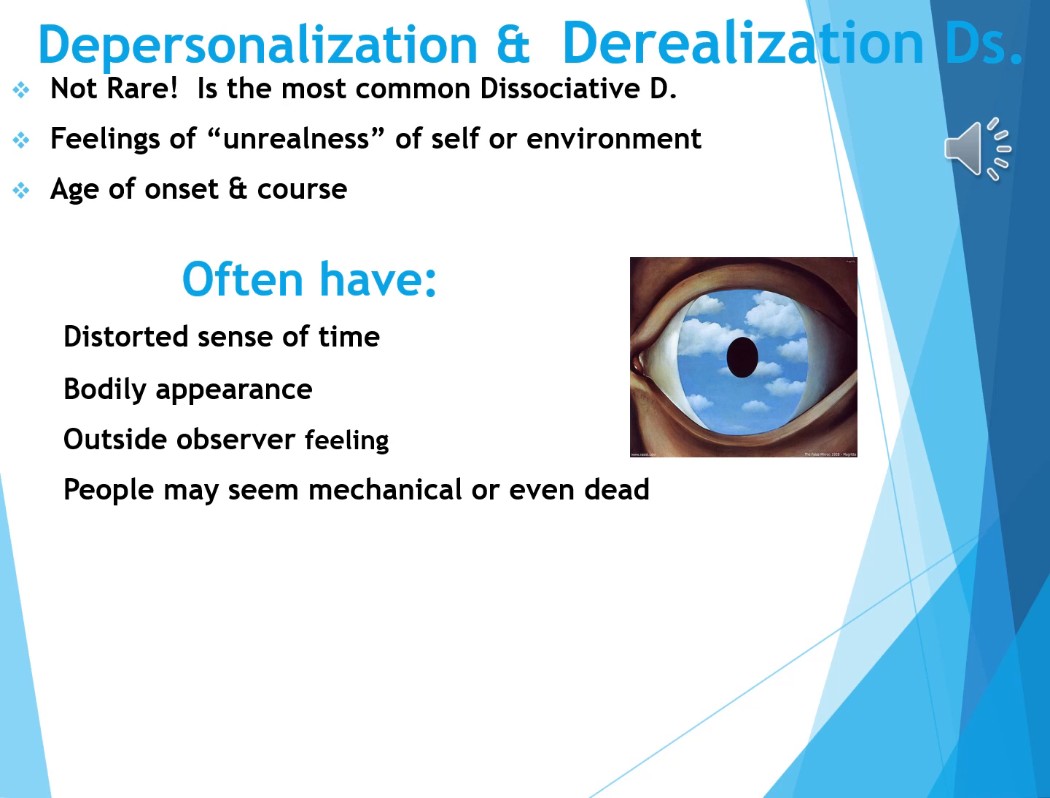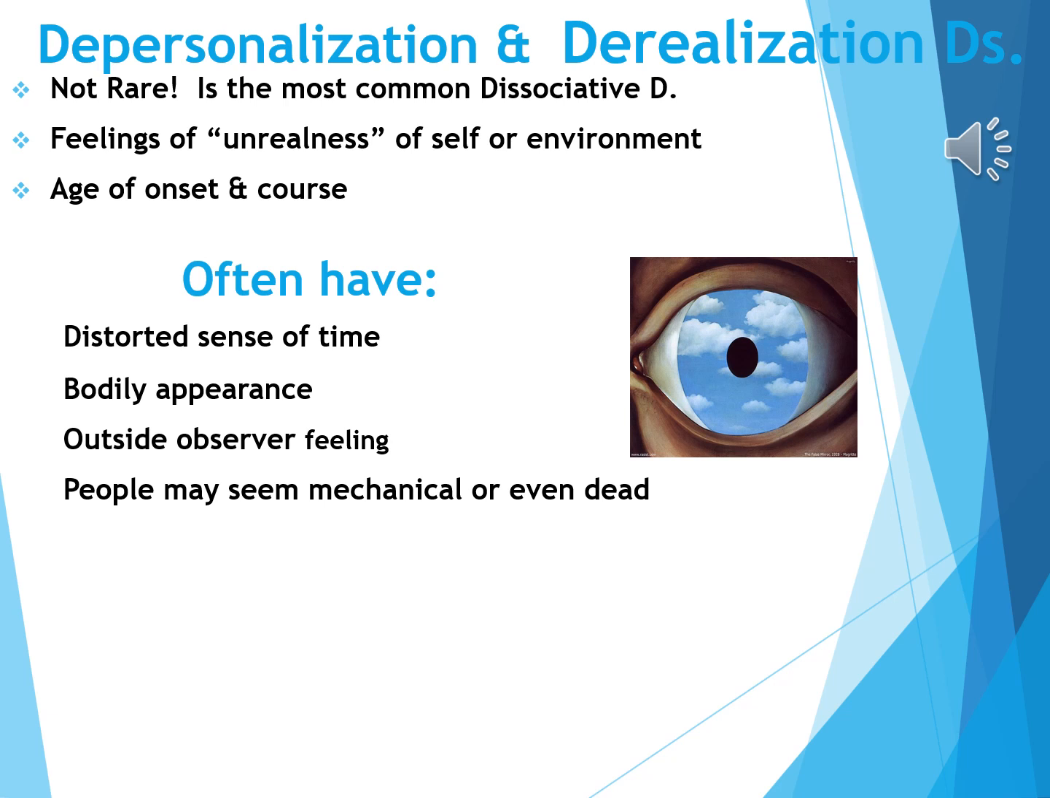Let's now consider 2 related disorders, depersonalization disorder and derealization disorder. These are not rare disorders, in fact, they are the most common of the dissociative disorder family. The key feature is feeling unrealness of either self, as in depersonalization disorder, or the surrounding environment, as in derealization disorder. In terms of age of onset, almost always prior to age 25, childhood onset is often the norm if it does occur.